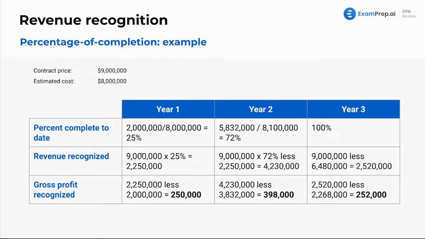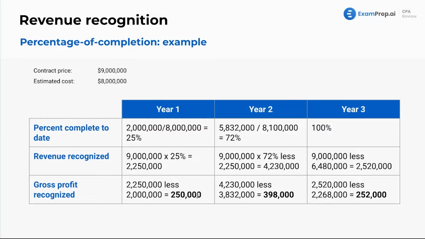So how much revenue is recognized? 25% of the 9 million of revenue. That gets us to 2,250,000, and that's the revenue recognized. Now, what about the gross profit recognized? Again, you could do it before or after. Here I do it after. It's going to just be the 250 because you had costs of 2 million and revenue recognized of 2,250,000. So gross profit recognized is 250,000.